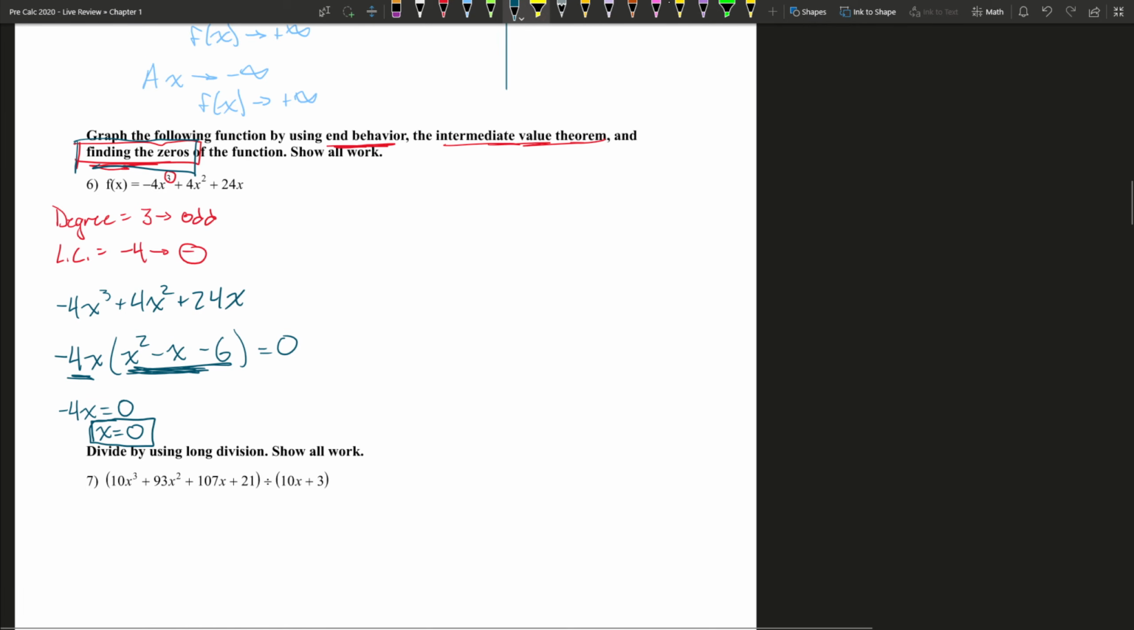Right, so -4x equaling 0, that's really easy. We set that equal to 0 and solve. So that's one of our answers. The next one probably isn't super obvious at first, but once you realize it's a quadratic and you set it equal to 0, you can either factor it or use the quadratic formula. So if we do this, we can factor that green part into x minus 3 times x plus 2. We set each of those things equal to 0.